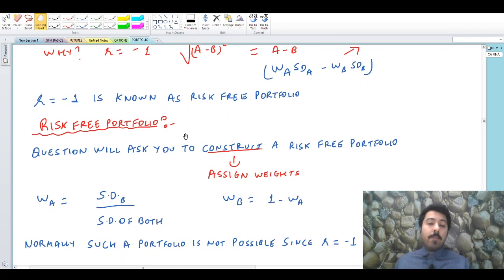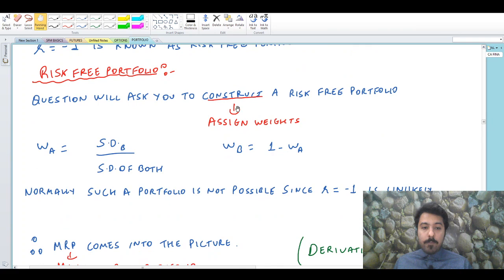So now we may have a question in the exam where the question asks you to construct a risk-free portfolio. What does risk-free portfolio construction mean? It means assigning weights to the individual stocks. Like you have a stock A and stock B and you're asked to construct a risk-free portfolio. R equal to minus 1. So you are required to assign weights, that how much weight should A hold, how much weight should B hold. Okay. Question will ask you to assign weights.